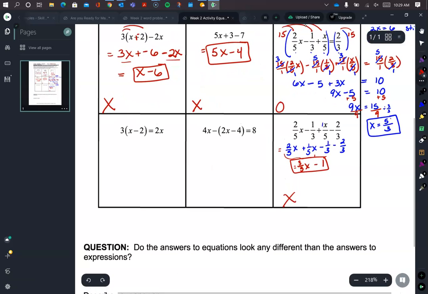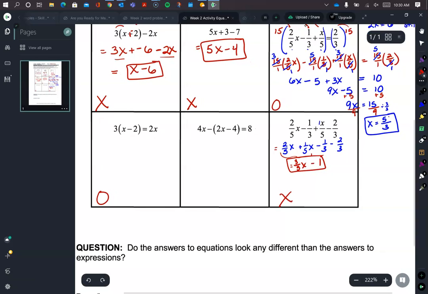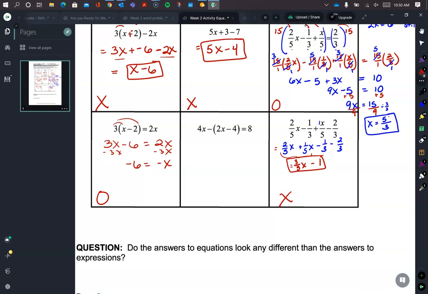So the next one, I'm going to jump back over to the left on the third row. 3 times quantity x minus 2 equals 2x. That is an equation. So we're going to go ahead and solve, and I'm going to distribute: 3x minus 6 equals 2x. And then I want to subtract 3x from both sides. I get negative 6 equals negative x. And then I can just change each sign to its opposite, but really what I'm doing is dividing through by a -1. So that gives me x equals 6. And I want my x on the left-hand side.